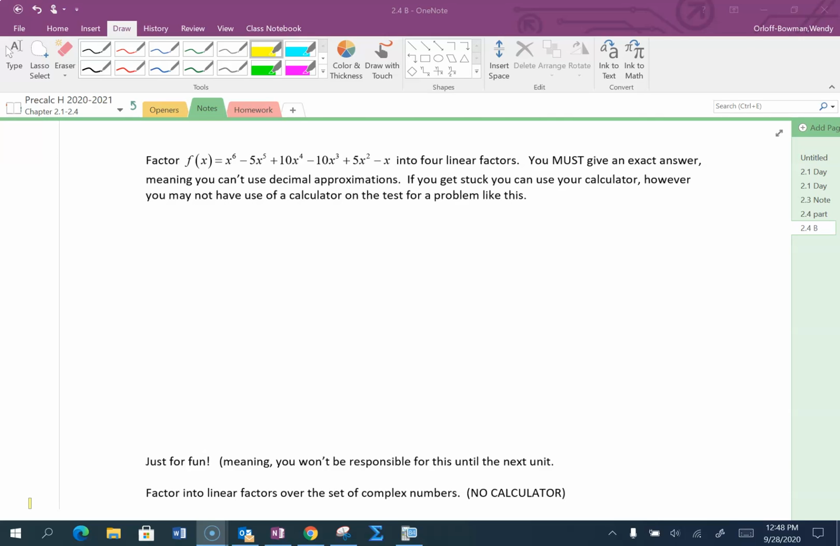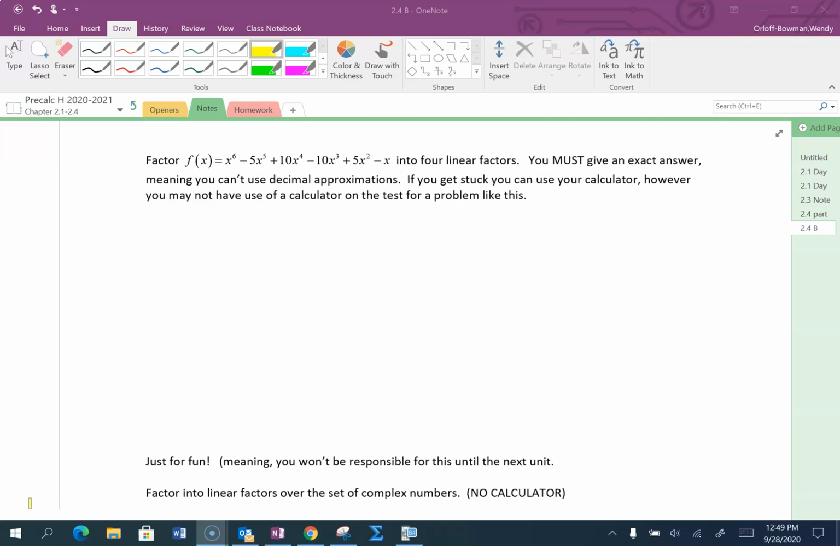Factor. We're going to factor this polynomial into 4 linear factors. I've got to confirm that we have 4 linears. We'll go through that in a moment. You must give an exact answer, meaning you can't use a decimal approximation. If you get stuck, you may use your calculator. However, you may not use a calculator on the test for a problem like this.